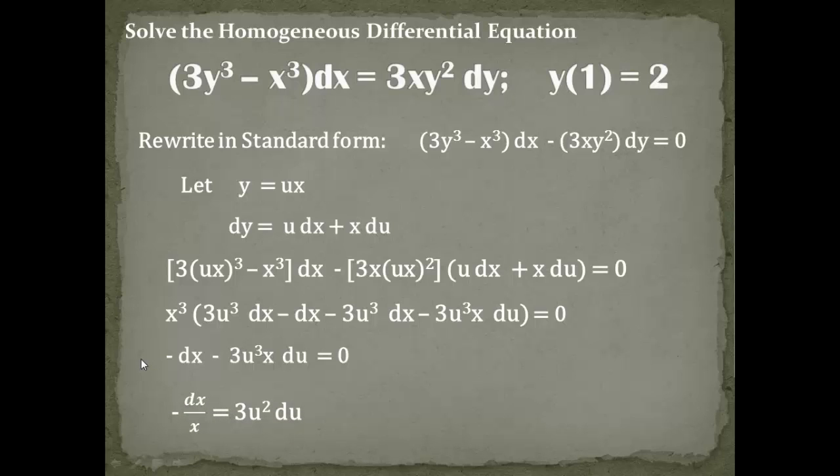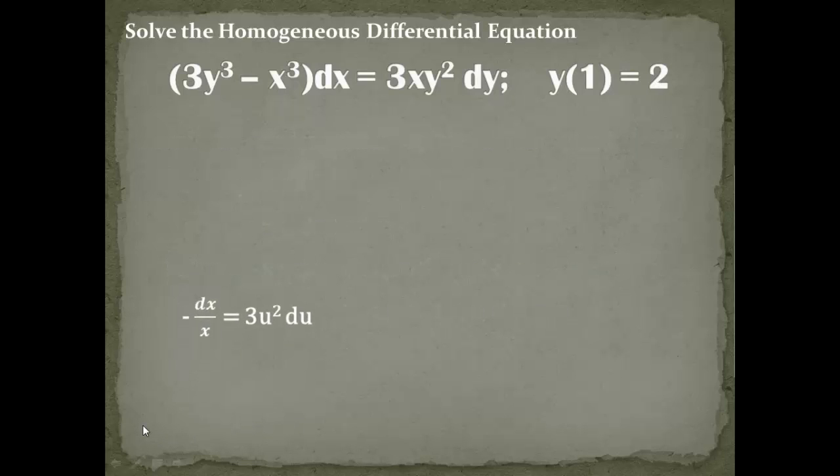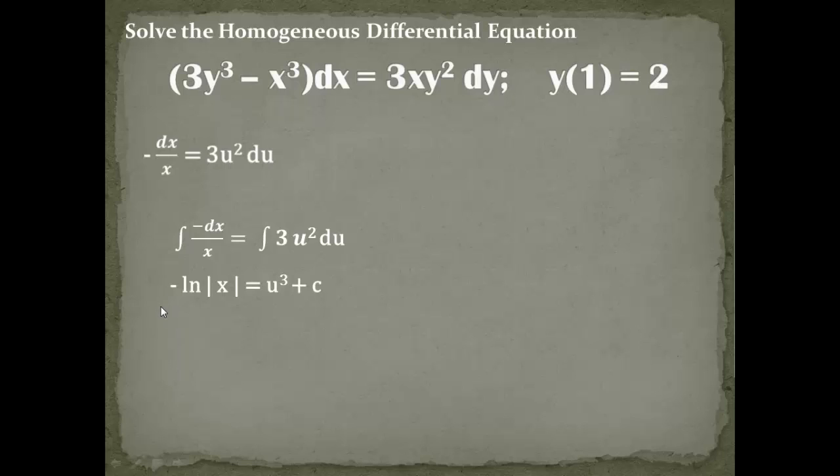Now, separating the variables, putting the x variables in the left side of the equation and the u to the right side of the equation. And that's why we have here negative dx over x is equal to 3u squared du. And integrating the equation, we have the integral of negative dx over x is equal to the integral of 3u squared du. Evaluating this, we have negative ln of the absolute value of x is equal to u cubed plus c.